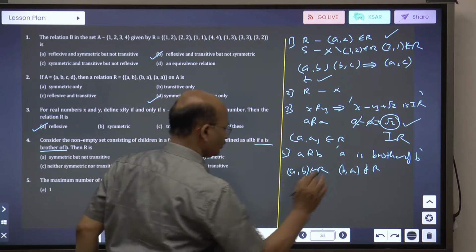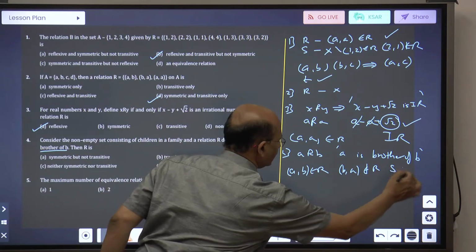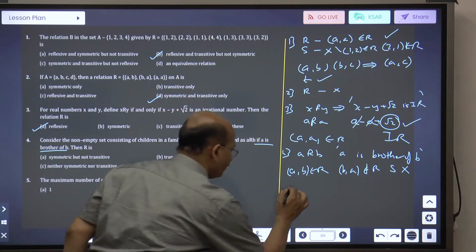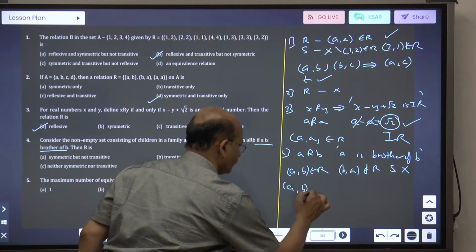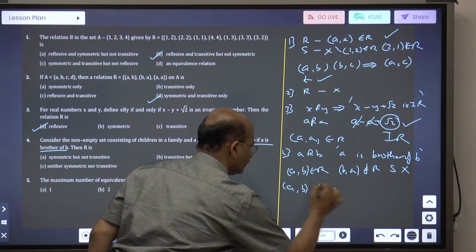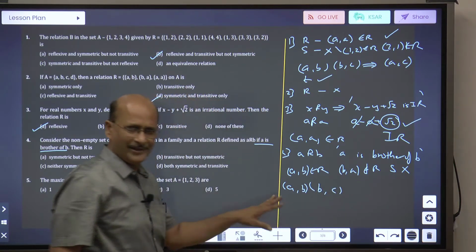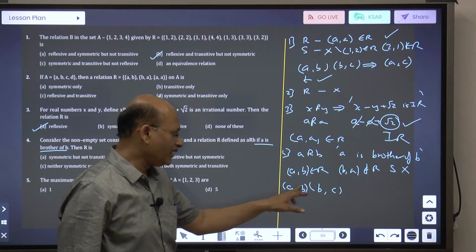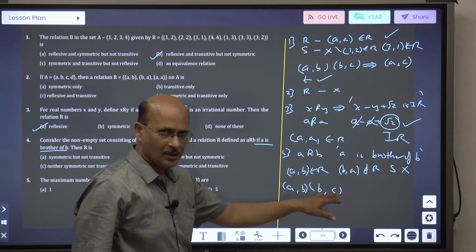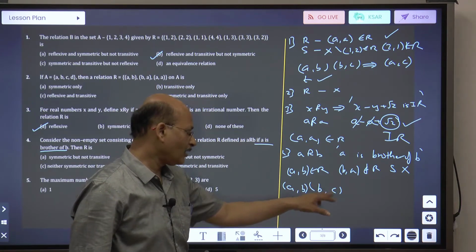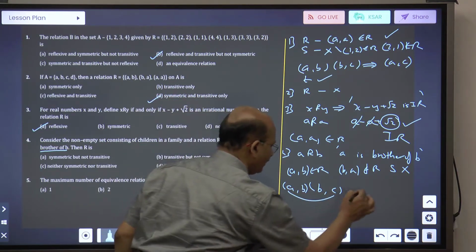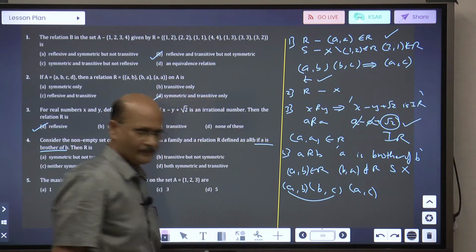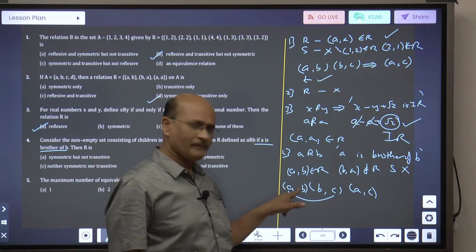Now, so symmetric, not symmetric, now transitive. A is brother of B. B is brother of C. So I think here it implies, right? A is brother of B. B is brother of C. Right? B is brother of C. So I mean it implies A is brother of C. So see, A is brother of B.